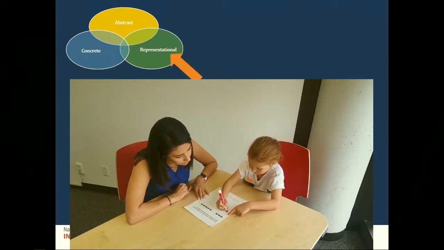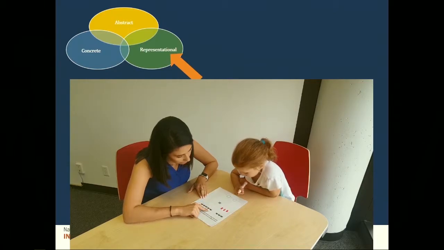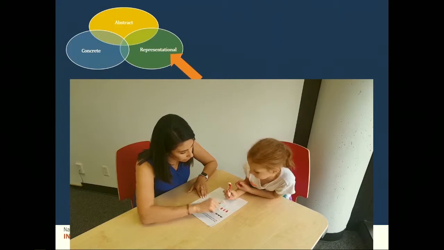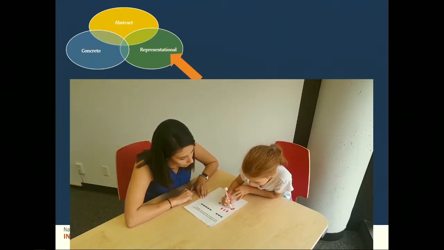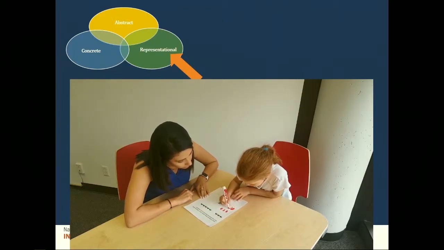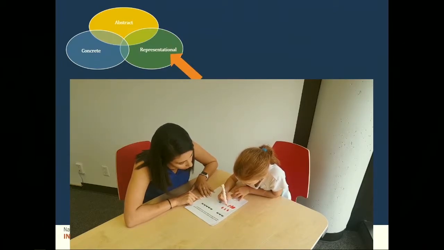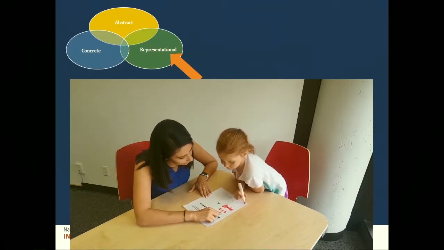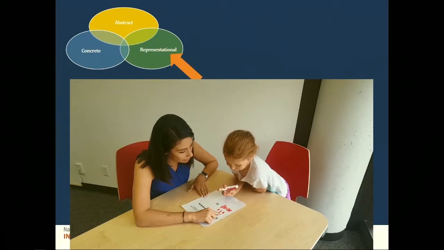1, 2, 3. Great job. Now we're going to add the 5 Pokemon balls in here, okay? Let's draw 5 Pokemon balls. 1, 2, 3. Good job. 4, 5. Great drawing. Okay, let's count how many Pokemon balls we have.